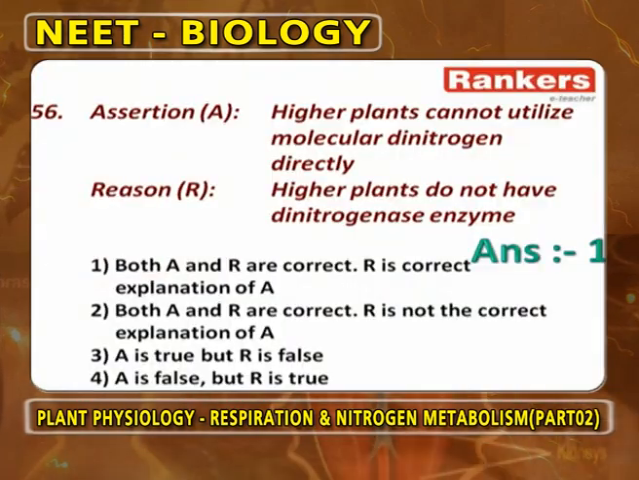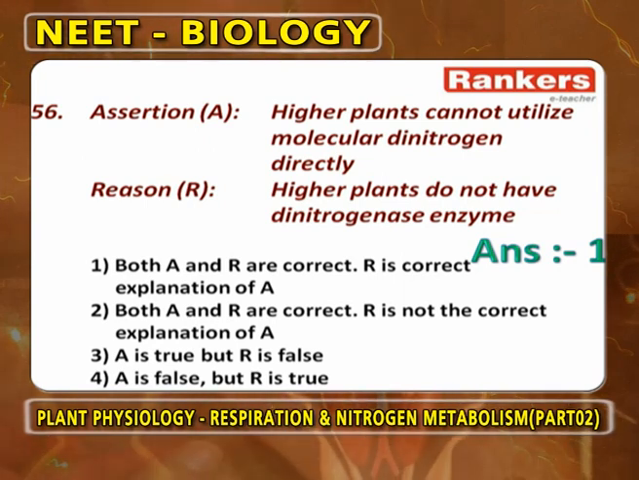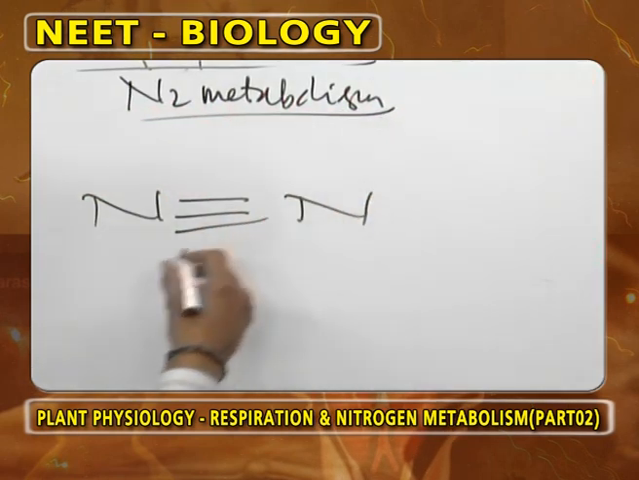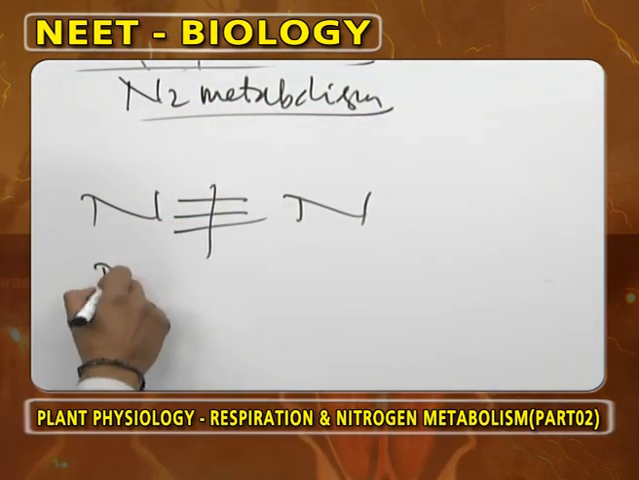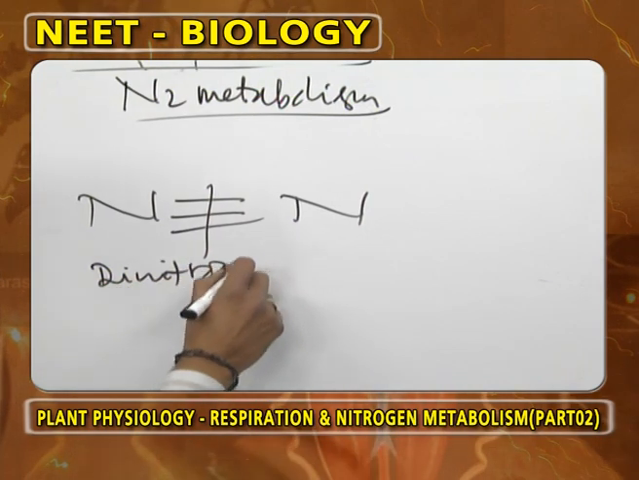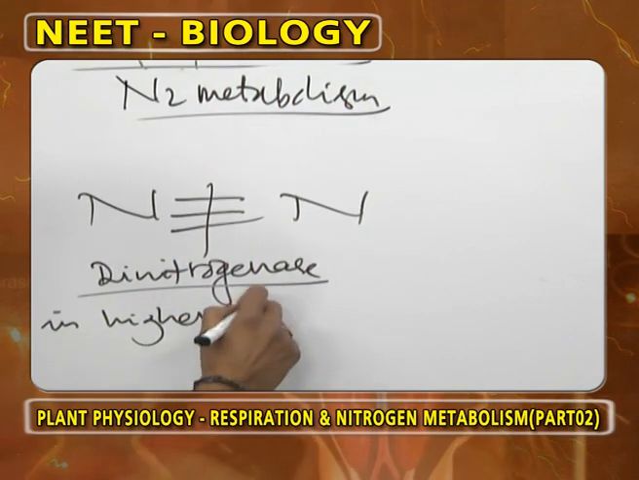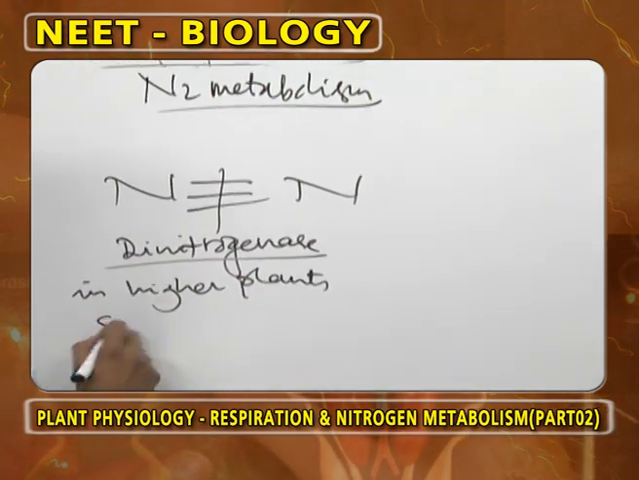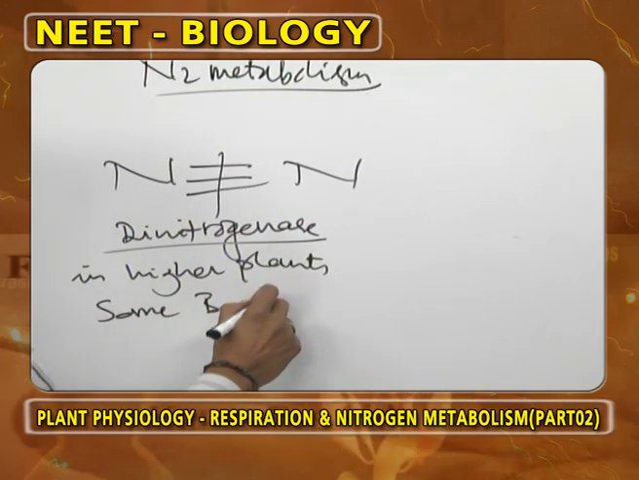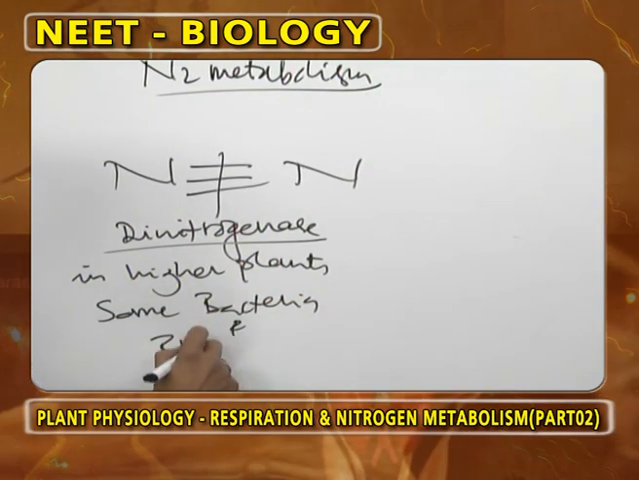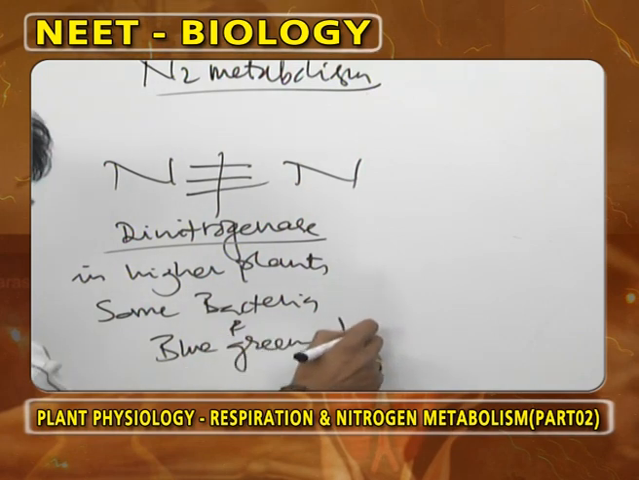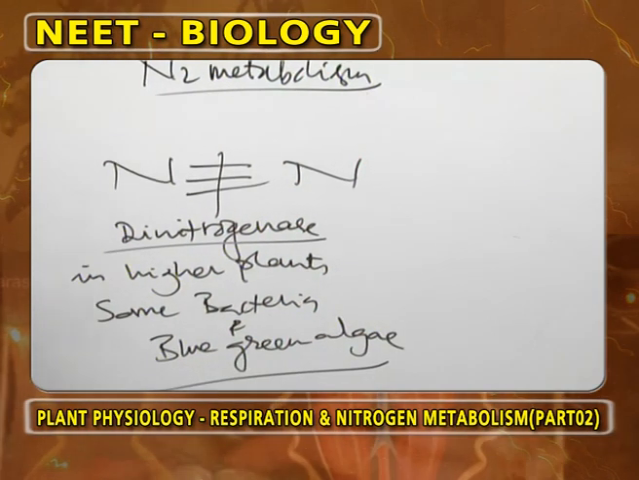Now higher plants cannot utilize molecular nitrogen directly. Why? Because molecular nitrogen in nature has a very strong triple bond, which is broken only by dinitrogenase. This dinitrogenase is absent in higher plants, but surprisingly it is present in some bacteria and blue-green algae. So that's why bacteria and blue-green algae fix molecular nitrogen.